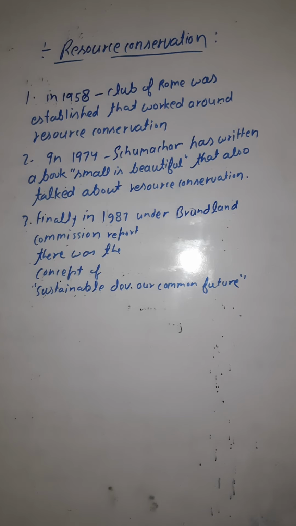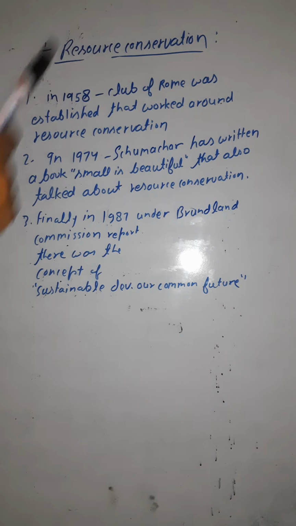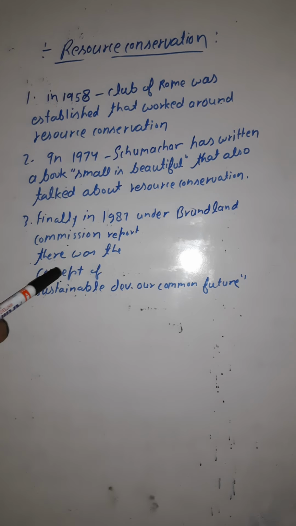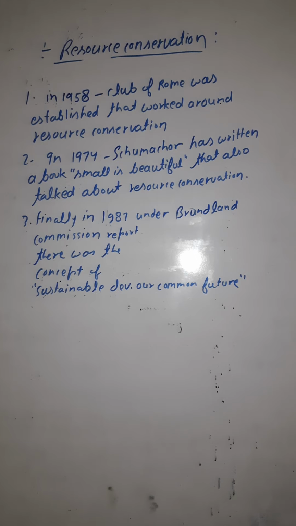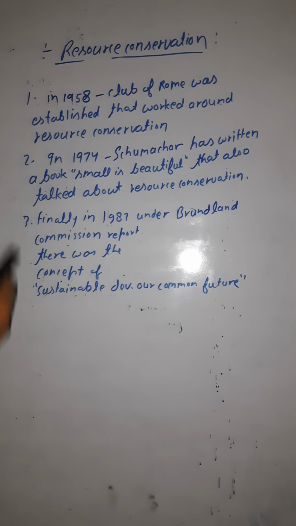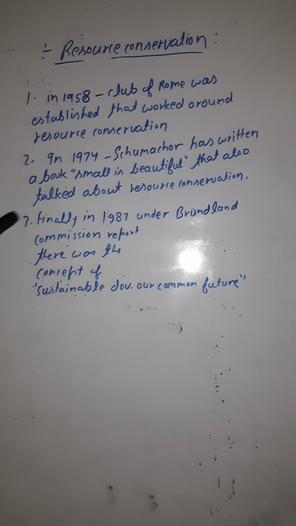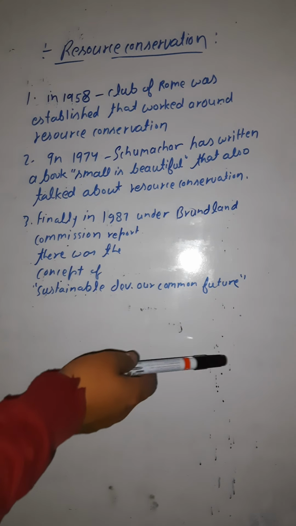Various steps have been taken for resource conservation. In 1958, the Club of Rome was established, which also worked around resource conservation. Then in 1974, Schumacher wrote a book, Small is Beautiful, in which resource conservation was also written about. Then in 1987, the Brundtland Commission report gave the concept of sustainable development, Our Common Future.